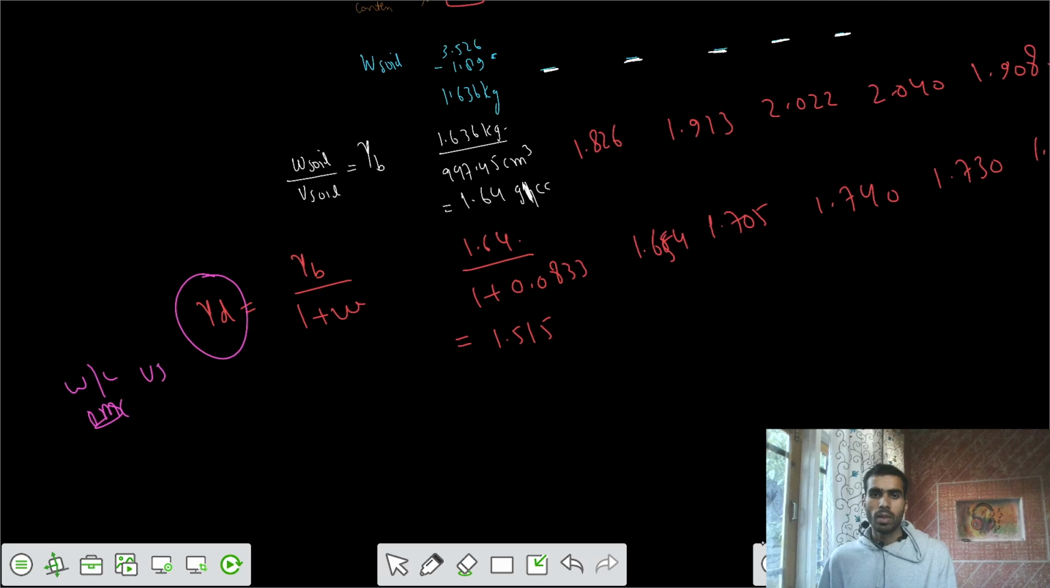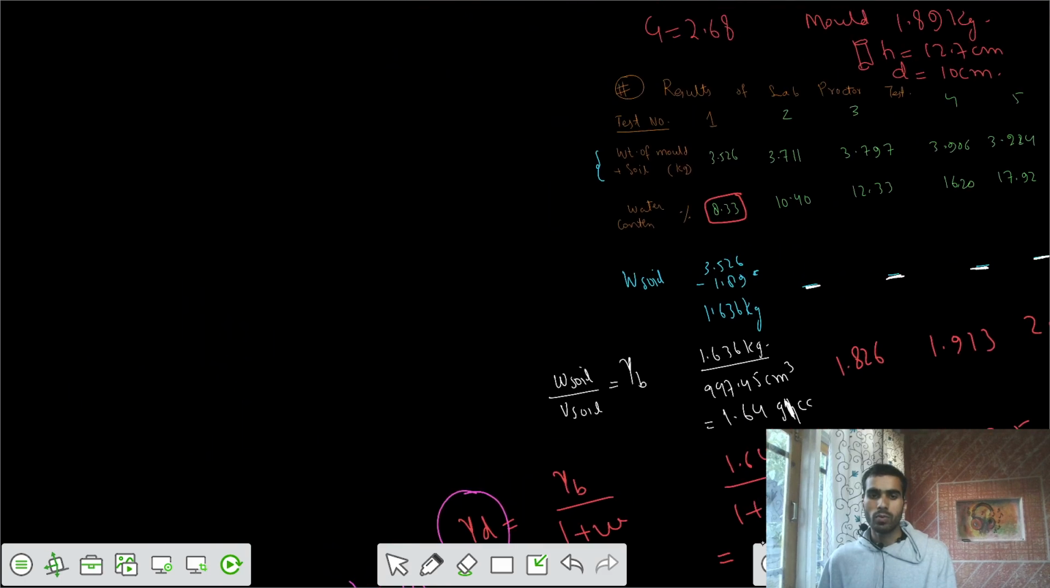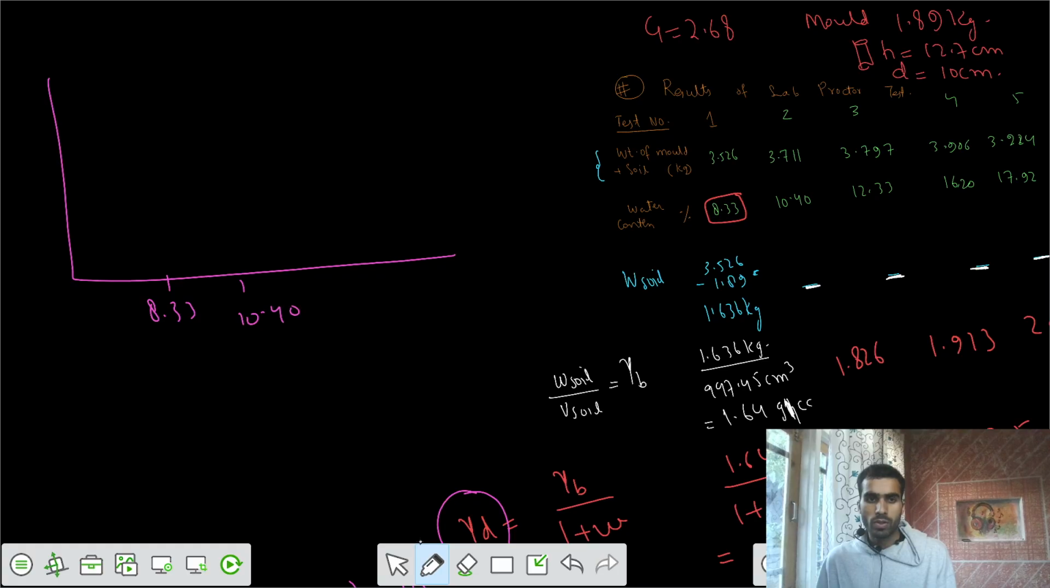So let's say you had these water content values, a few values: 8.33, 10.40, 12.33, 16.20, and 17.92 as the water content values.